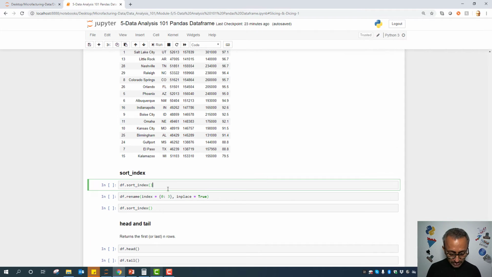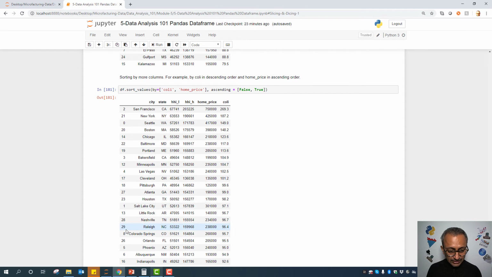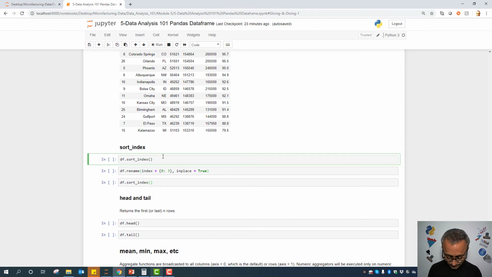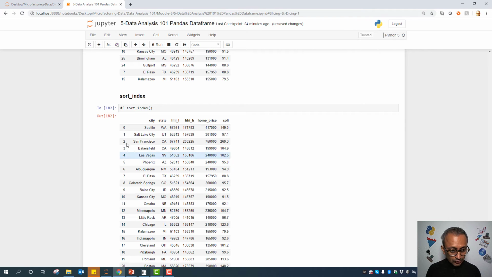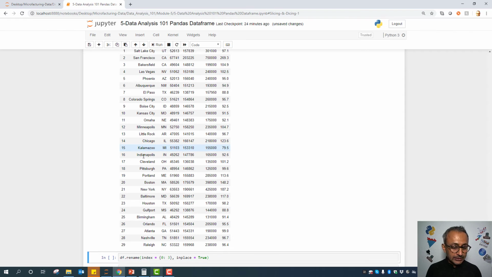You can also sort by index. Okay, what is an index? Of course, index in this case is this. Okay, so 0, 1, 2, 3, it's going to sort the way it was. That's the original data frame, by the way, anyway, right?